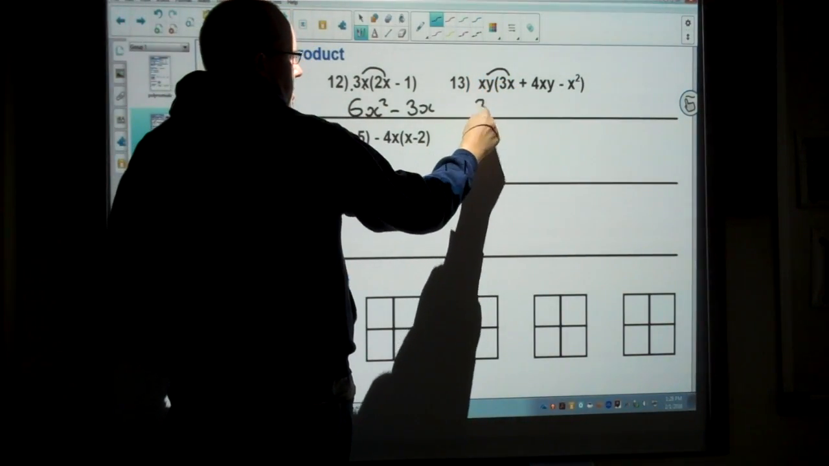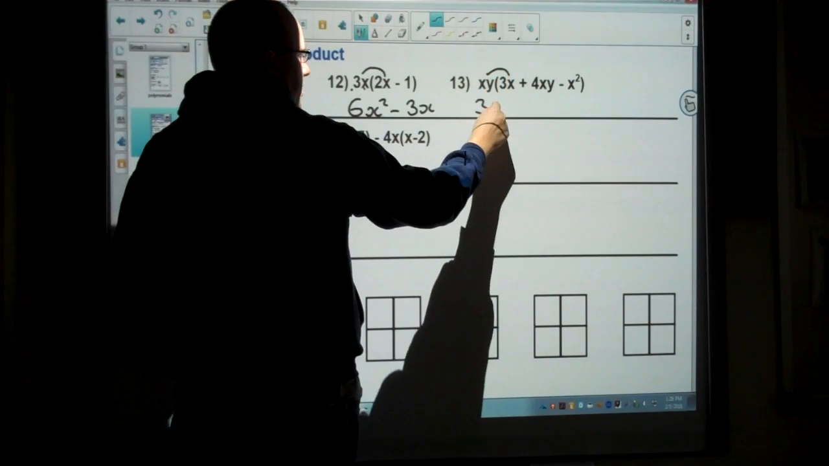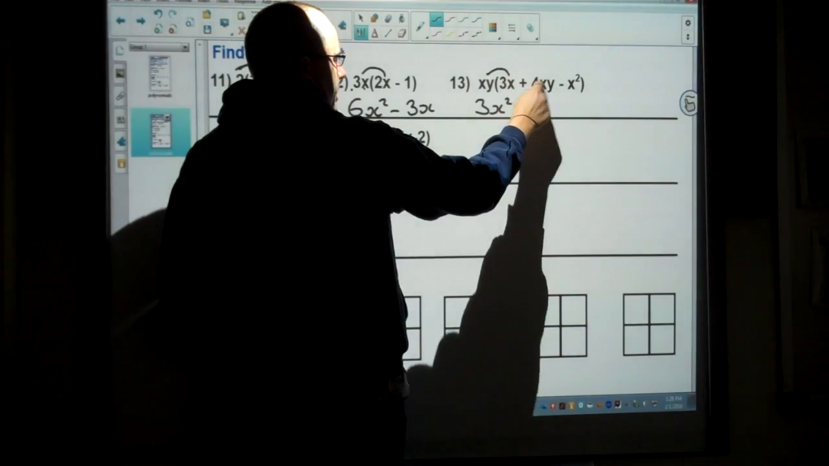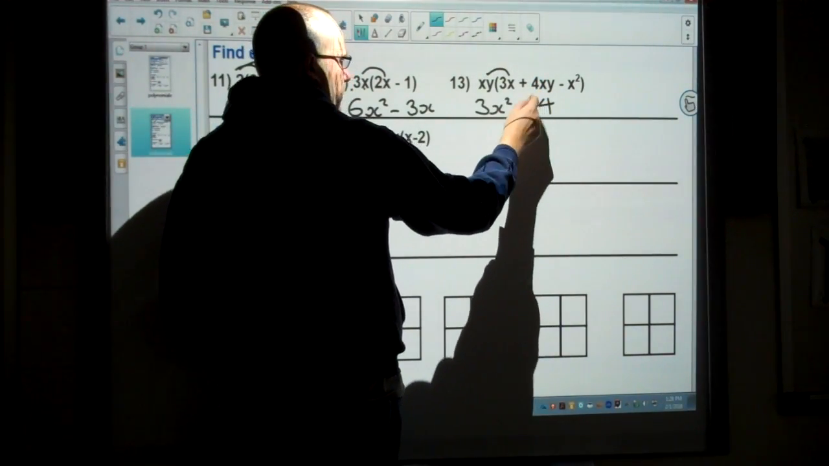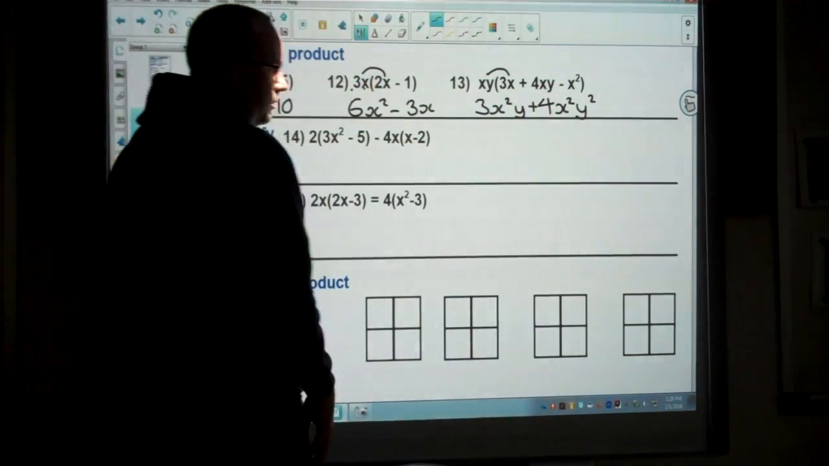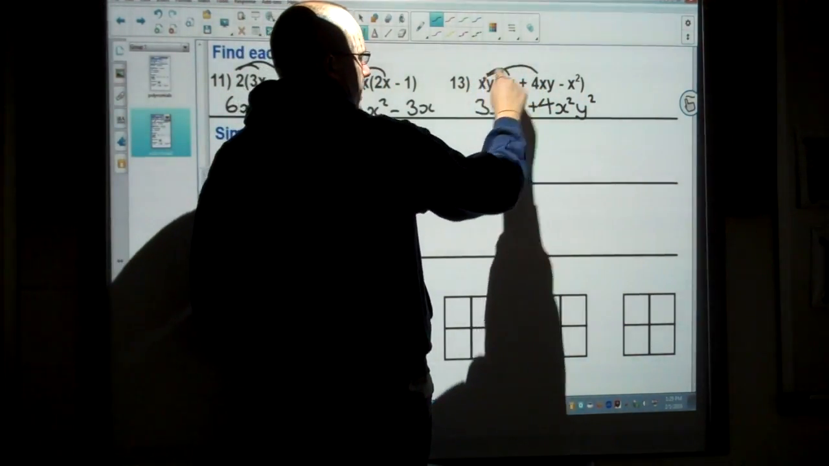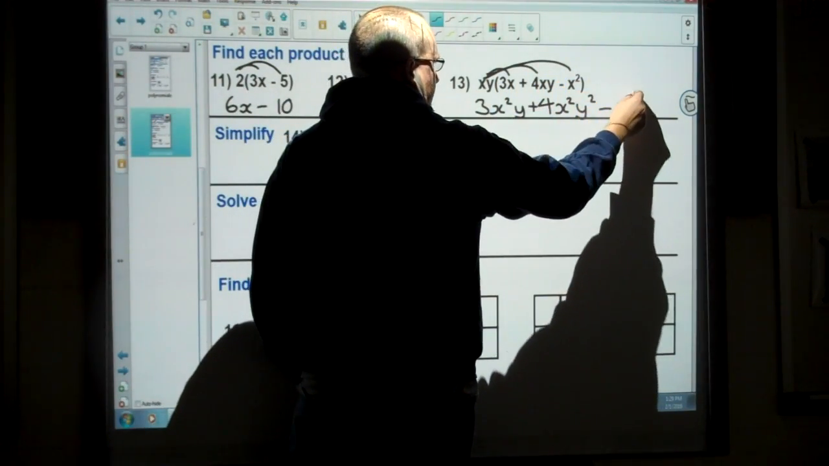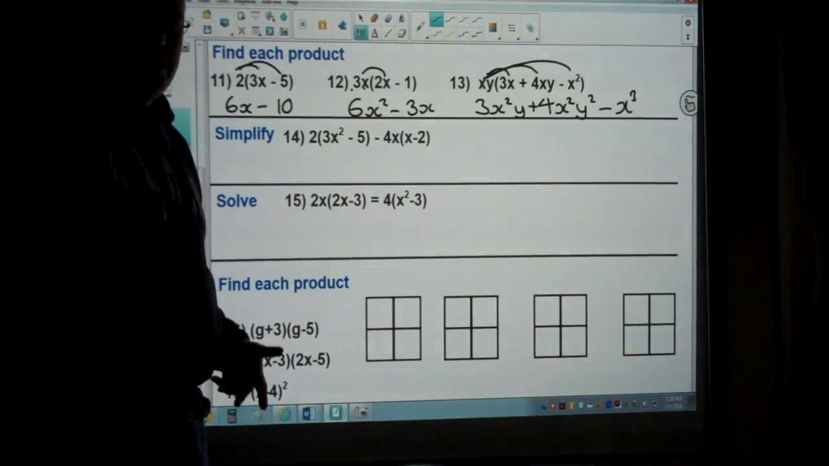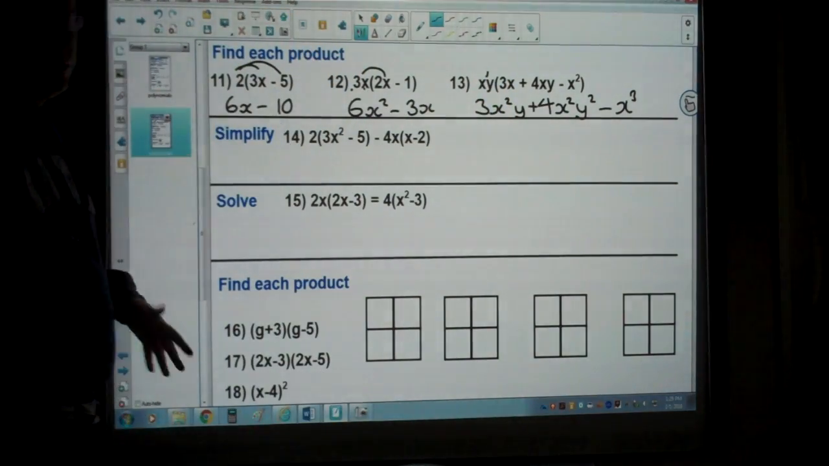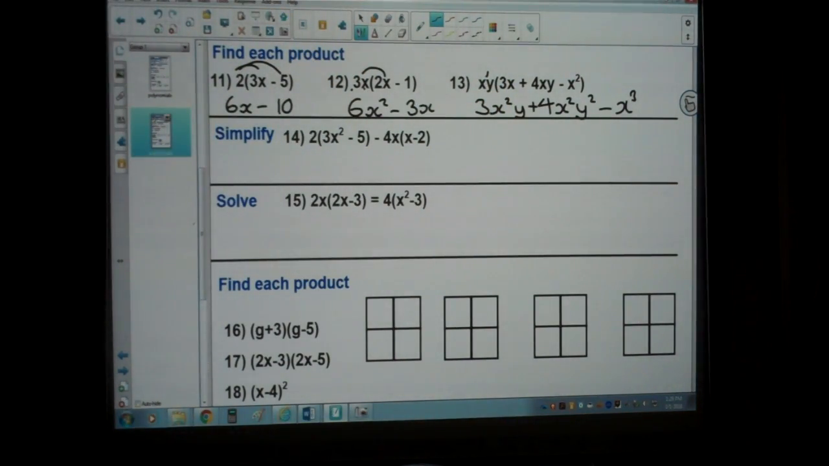So numbers first, 3, then letters second but in alphabetical order, so x times x is x squared, and then there's a y left over. xy times 4xy, so numbers first, 4, x times x, y times y, once again in alphabetical order. Then for our last one, xy times negative x squared, so I've got a negative sign here, x times x squared is x cubed. One of the rules I'm really using for that one is that when I'm multiplying, I'm going to add the exponents together. As there was no exponent there, we can say 1, and then obviously 1 add 2 gives us 3.